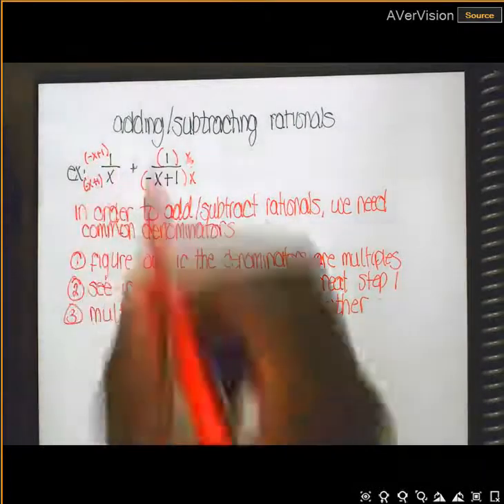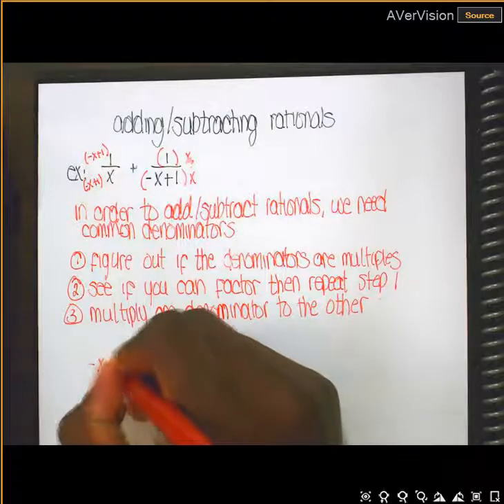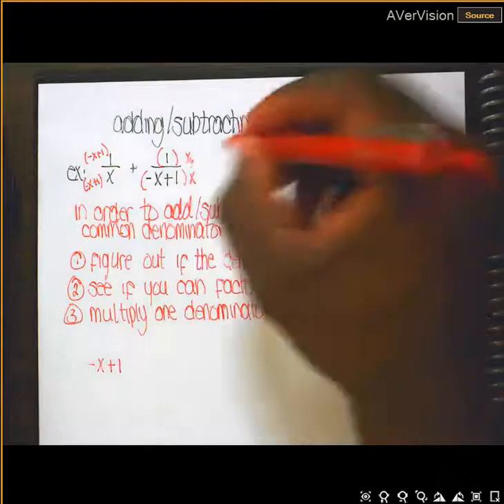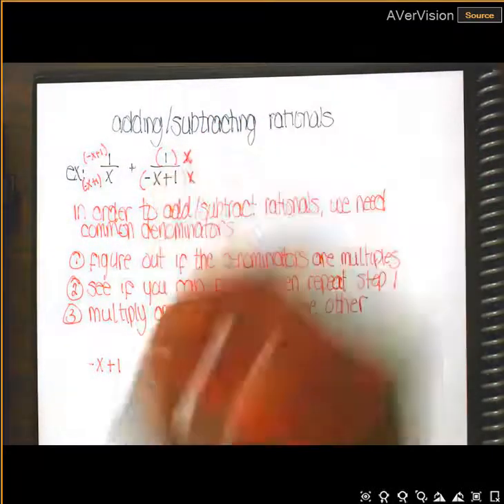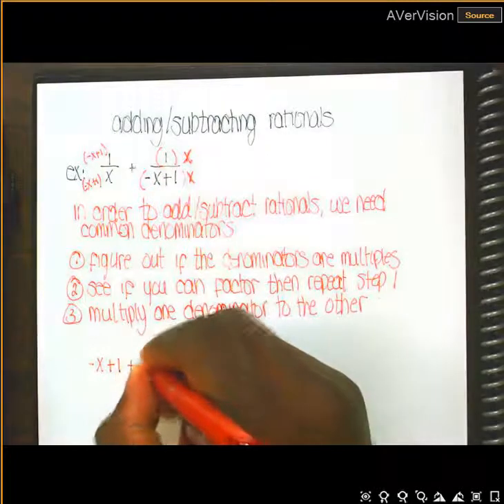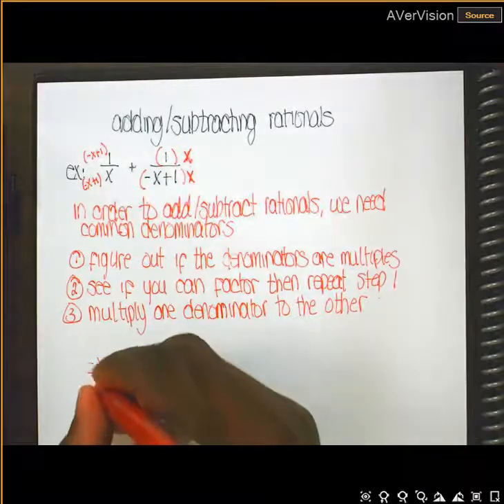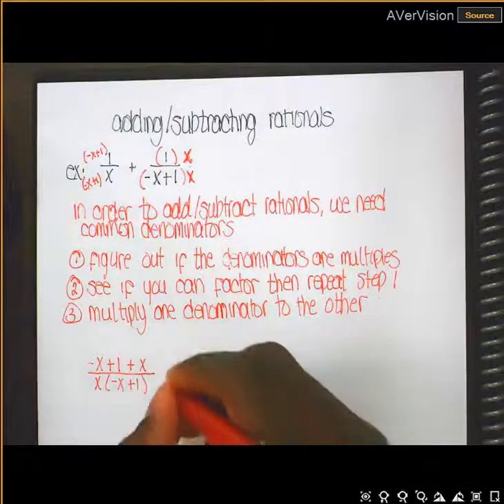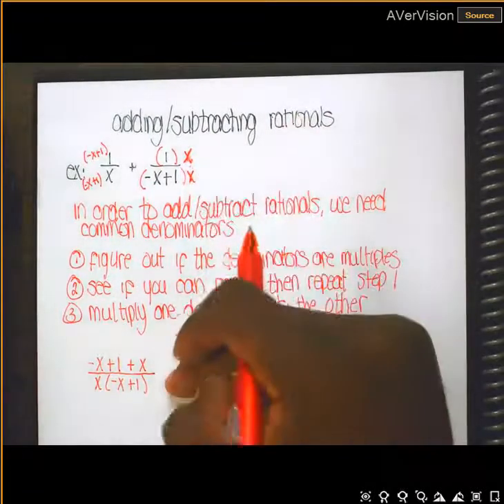Negative x plus 1 times 1 is negative x plus 1. And then 1 times x is x. In the denominator, we're left with x times negative x plus 1. Any questions on this step to this step?